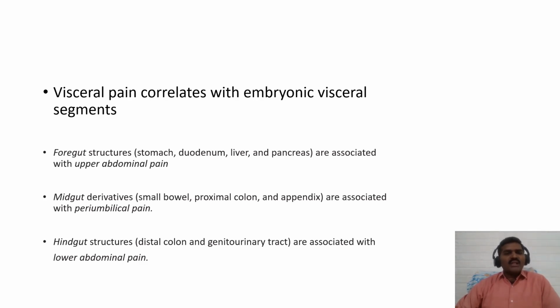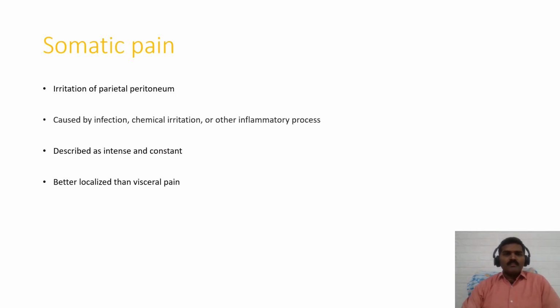Somatic pain is caused due to irritation of the parietal peritoneum, not exactly the disease of the viscus involved, caused by infection, chemical irritation, or an inflammatory process. It is described as intense and constant pain, and the patient will be able to localize somatic pain better than visceral pain.